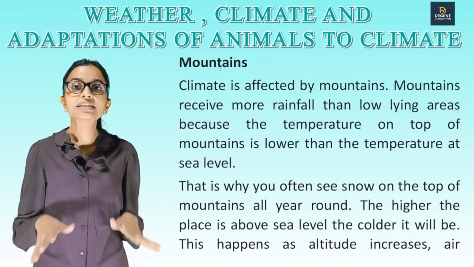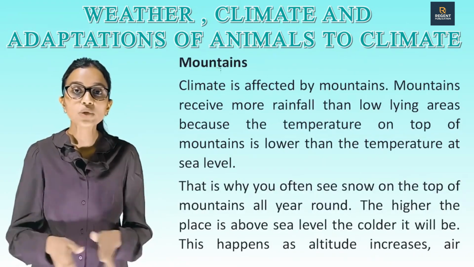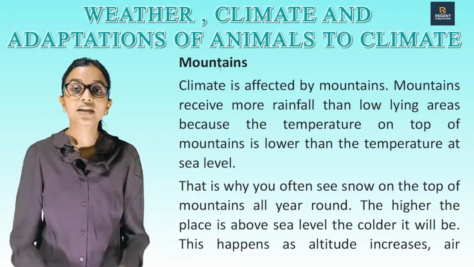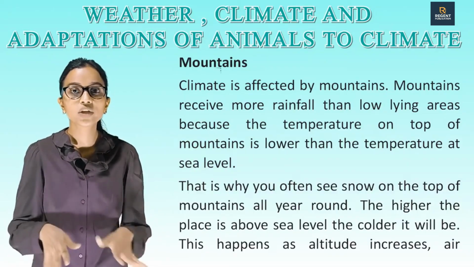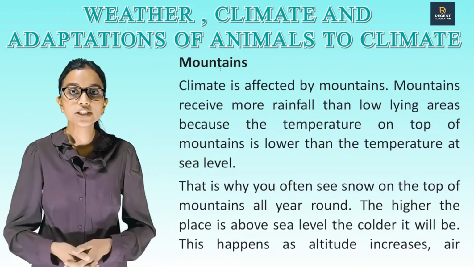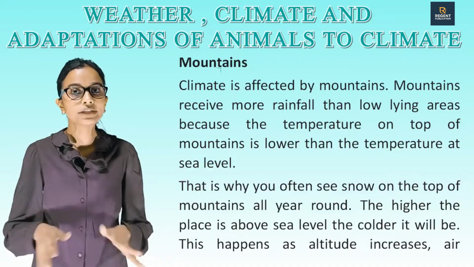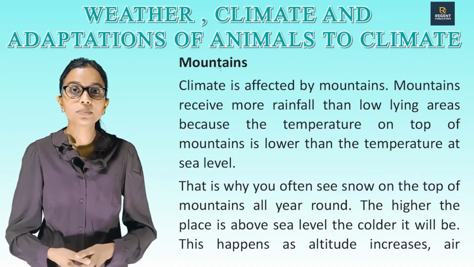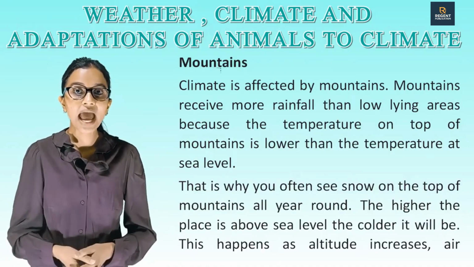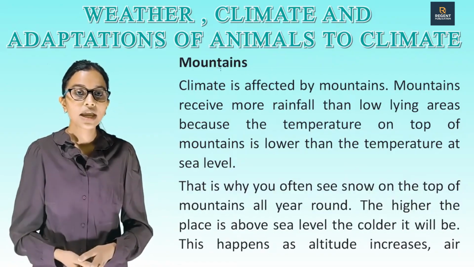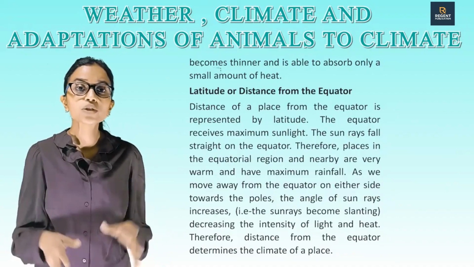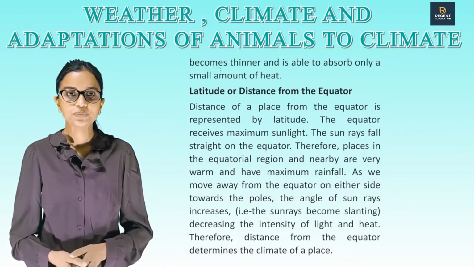Mountains. Climate is affected by mountains. Mountains receive more rainfall than low-lying areas because the temperature on top of a mountain is lower than the temperature at sea level. That is why you often see snow on the top of mountains all year round. The higher the place is above sea level, the colder it will be. This happens because as altitude increases, air becomes thinner and is able to absorb only a small amount of heat.